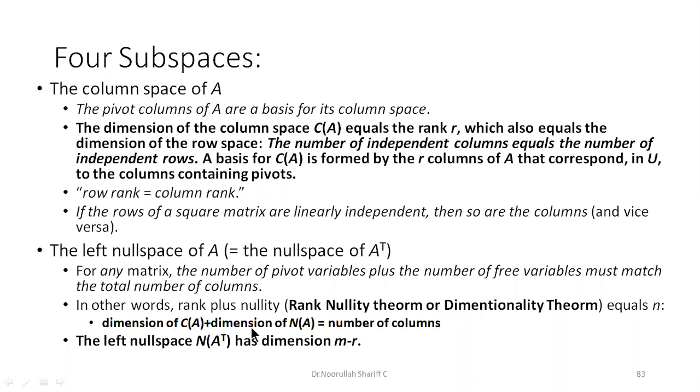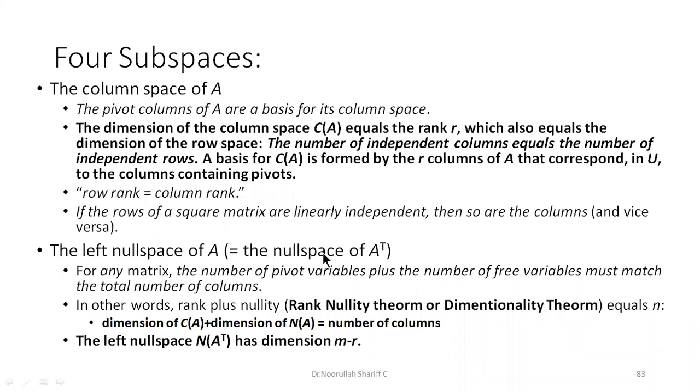Dimension of C(A) is rank, dimension of N(A) is nullity. The sum of those two will give us the number of columns itself. So the left null space, the null space of A transpose, has dimension m minus r.